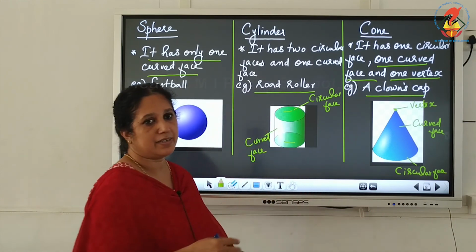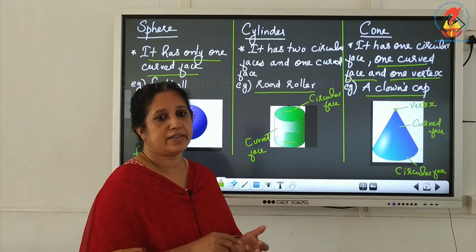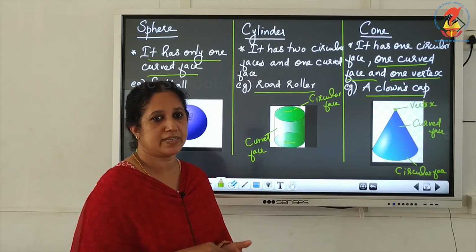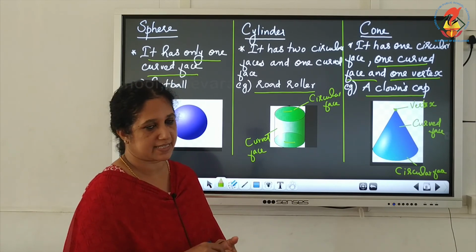So children, learn about the solid shapes and count the number of faces, number of edges and number of vertices.